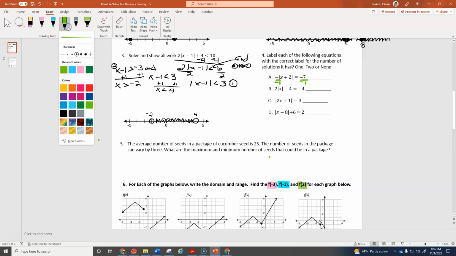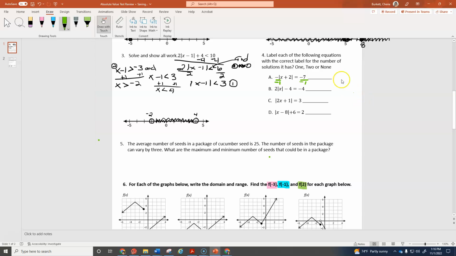My pencil's writing too thick. And then you end up with your absolute value bar isolated. It's just x plus 2, and then that's equal to a +7. Since it's equal to a positive number, we're going to have 2 solutions.